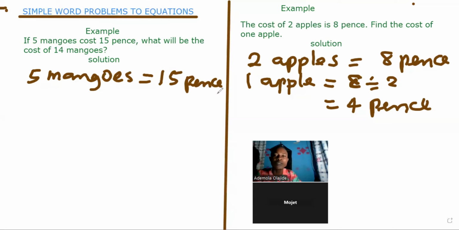It is always good that you first know the value of each mango. Look at the last example we did. If 2 apples cost 8 pence, we first obtain the value of each apple before we can get the value of maybe 20 apples. You know that since each apple is 4 pence, then for 20 apples, you can say 4 times 20. So for this one too, what is each mango? First get the value for each mango.